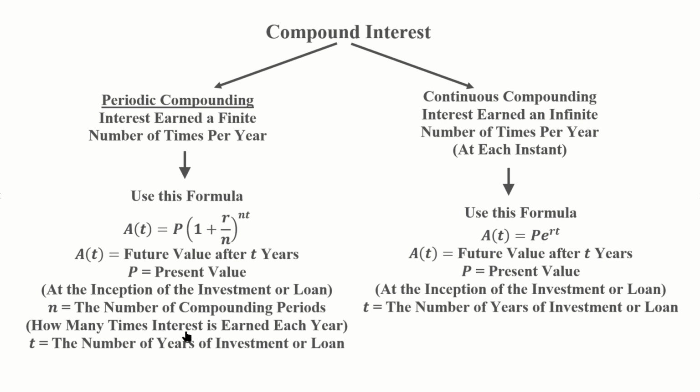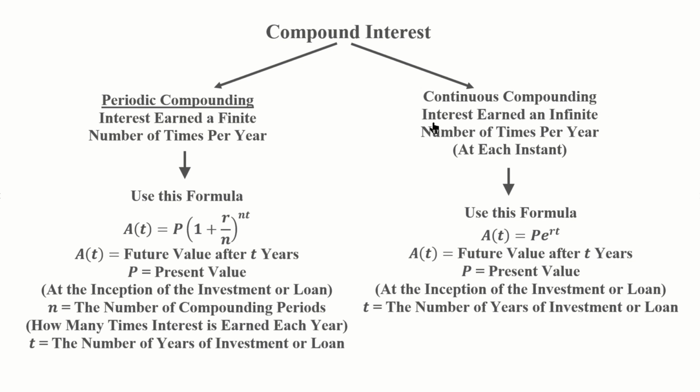How many times interest is earned each year is the n, which is the total number of compounding periods, and t is the number of years of investment or loan. For the general formula, A of t equals A0 e to the kt, we can specify the time, but here with compound interest, we're always going to be using t in years, right?